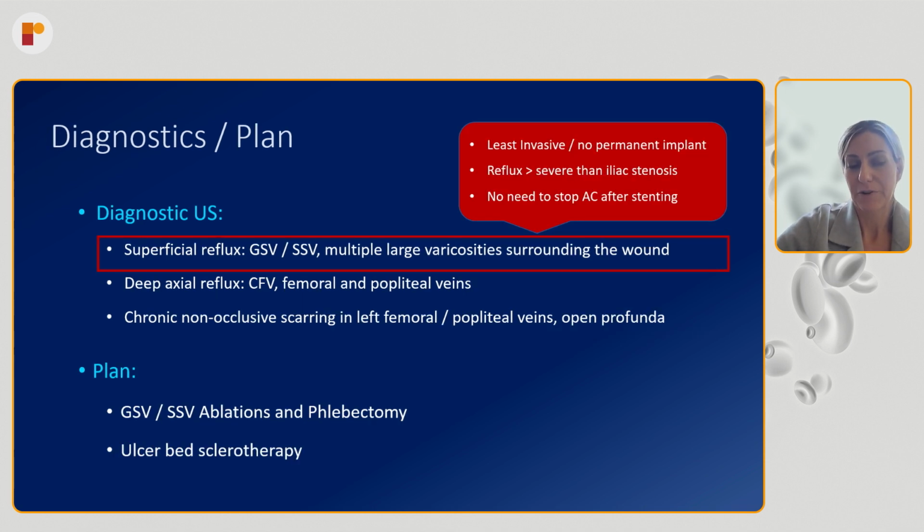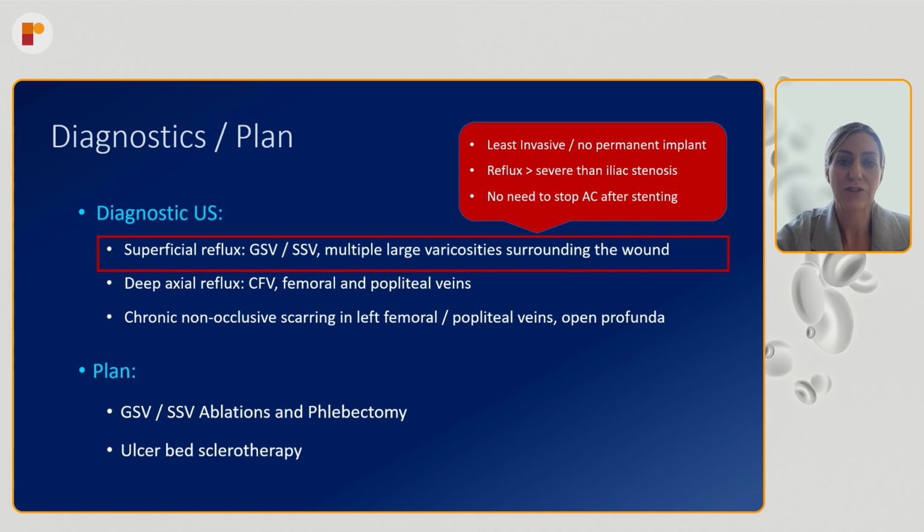So we decided first when evaluating this patient, because he had veins directly feeding that wound, he had significant reflux, fairly large superficial veins, and not terribly occlusive iliacs, to try treating his superficial reflux first. The advantage of this is it's the least invasive. It leaves no permanent implants. And in this case, the reflux seemed more severe, so more bang for our buck.